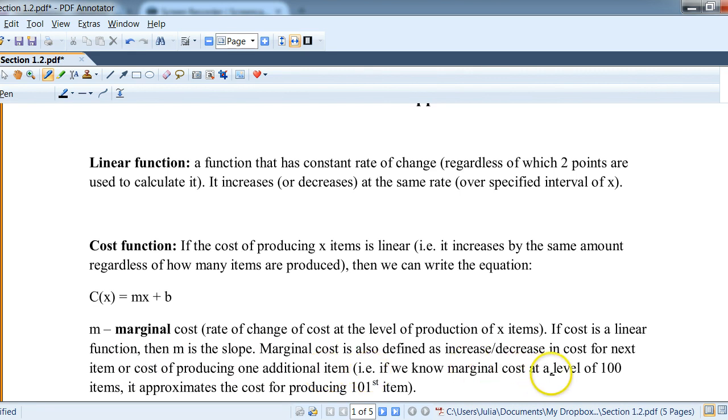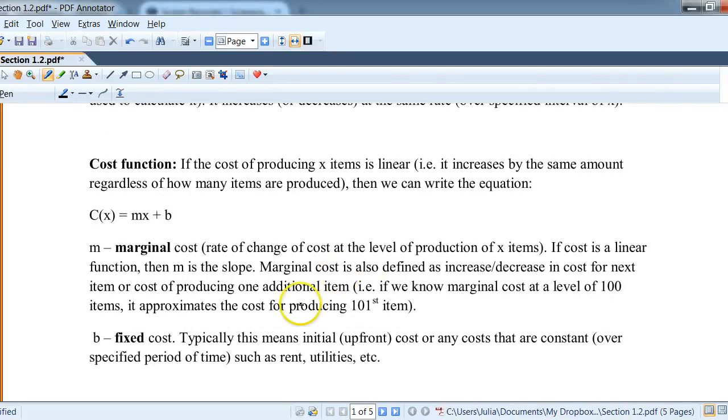For example, if we know marginal cost at a level of 100 items, if we know the cost to produce 100 items, what would be the approximate cost for the next item, such as the 101st item. Now, for us, with the linear functions, marginal cost would be an approximate cost per item because it's always the same. It's sort of like the slope, how much it's changing by. And if it's always the same, then it's approximate cost per item. But a little bit later, of course, we'll know to produce 100 items may cost you, let's say, $5, and to produce the 101st may cost you 20 cents, just because it's decreasing over time.